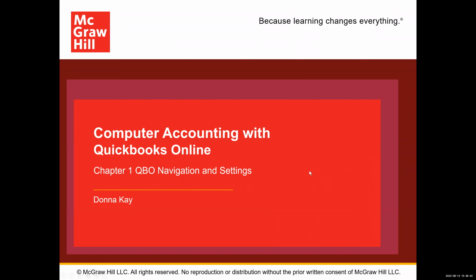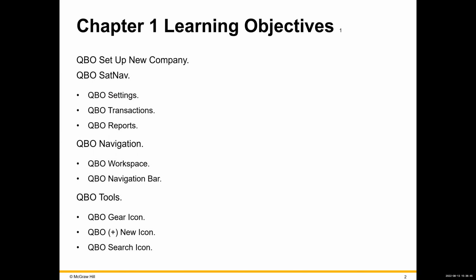Chapter 1. The learning objectives for Chapter 1 include the following. Setting up a new company, which we've already covered last week with my getting started video. So we don't need to worry about that too much. I'll talk a little bit about that, but not too much. And then this thing called QBO SatNav, which is just a way to help you see the overall picture. And this is something that the author came up with. Then we'll move to QuickBooks navigation. And that's kind of nice, just to show you how you get around in QuickBooks.